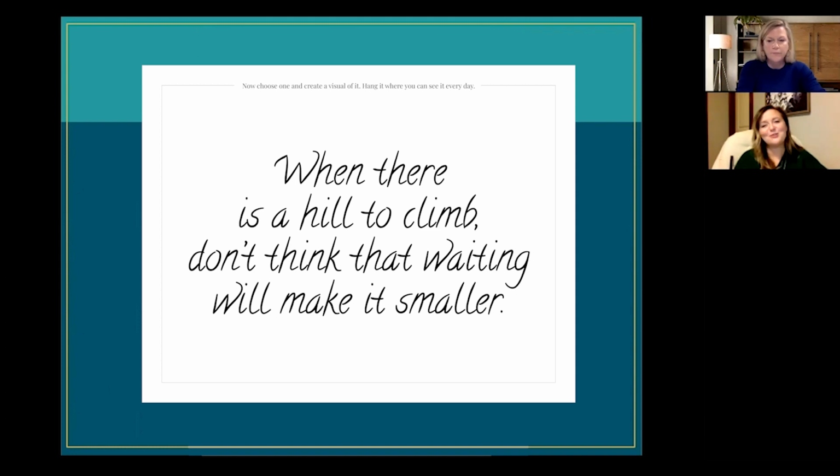Yep. I also love the phrase, when there's a hill to climb, don't think waiting will make it smaller. I use that phrase all the time when I am checking in with the students that I work with. They're like, well, I know I said that I'd get to my math right now, but I really can't. It's like, it's not going away. The only way to make it smaller is to climb it. So I love it. Those are great phrases.